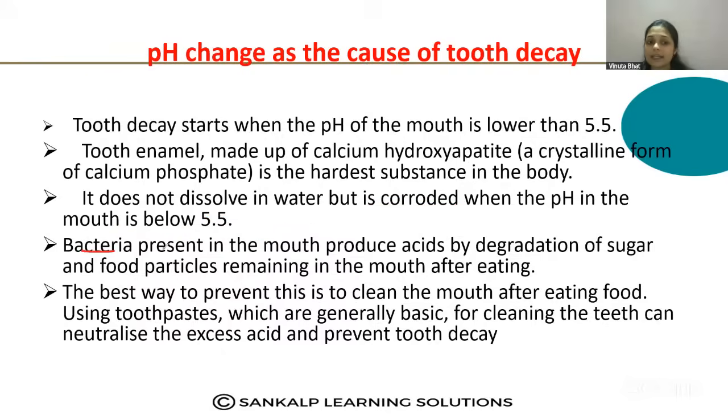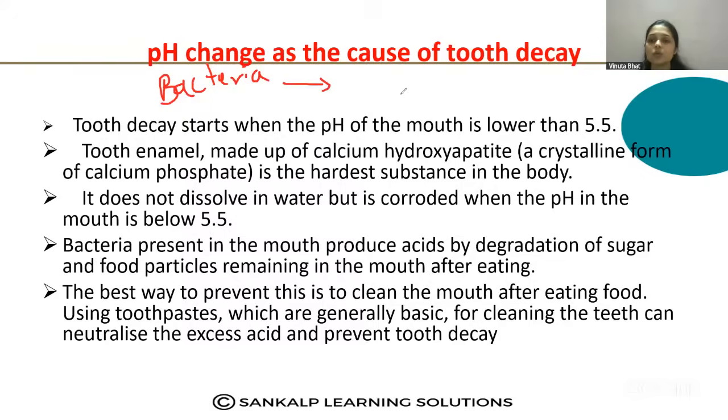The bacteria present in the mouth produce acids by degradation of sugar and food particles remaining in the mouth after eating. So how are acids produced in the mouth? In our mouth certain bacteria are present.